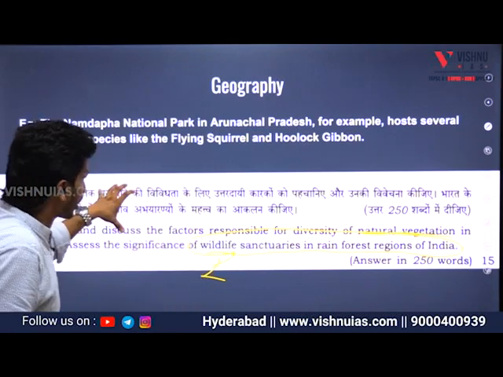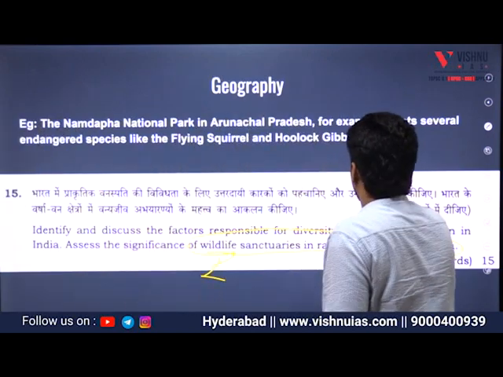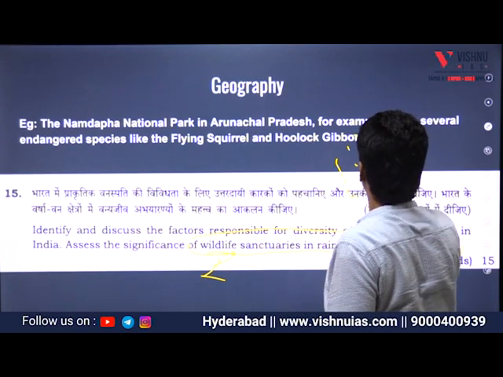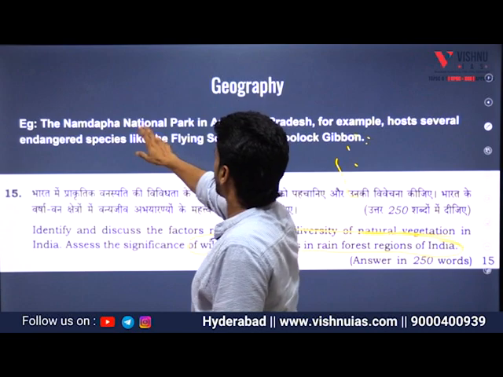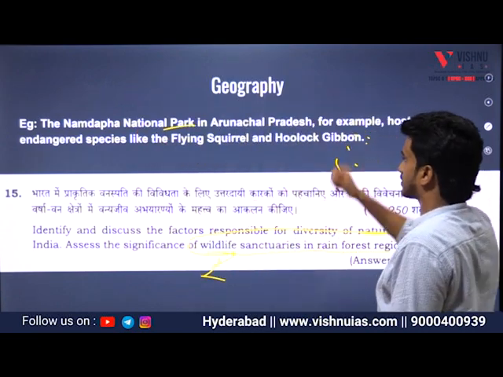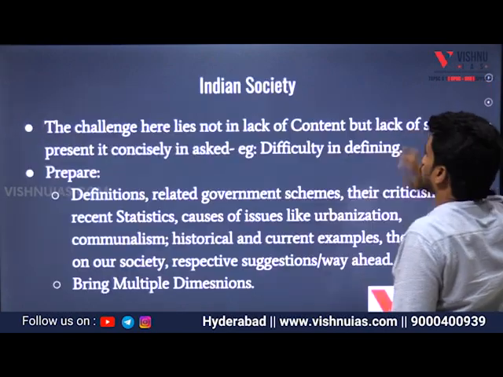So in this particular note, if you have prepared the wildlife sanctuaries, just a map, wherever there are wildlife sanctuaries in rainforest regions, for example Namdapha National Park in Arunachal Pradesh, that's an example. So you can mark it. These are the ways you can make your answer better.